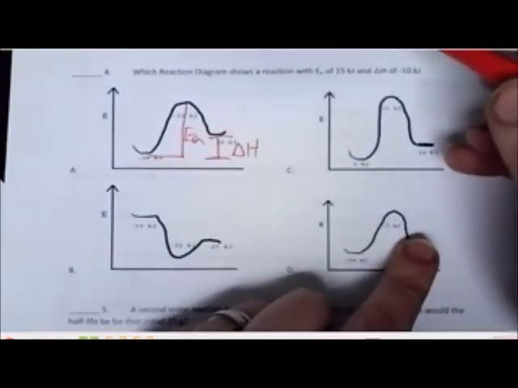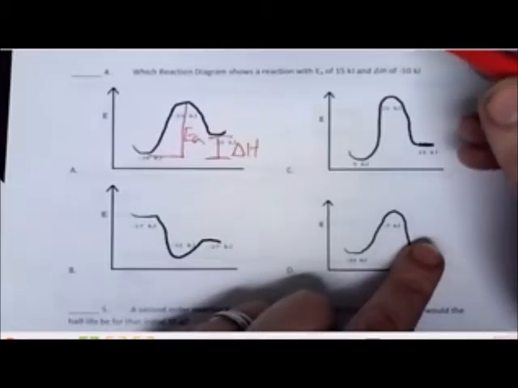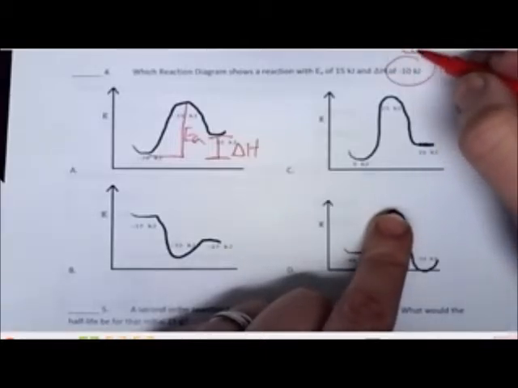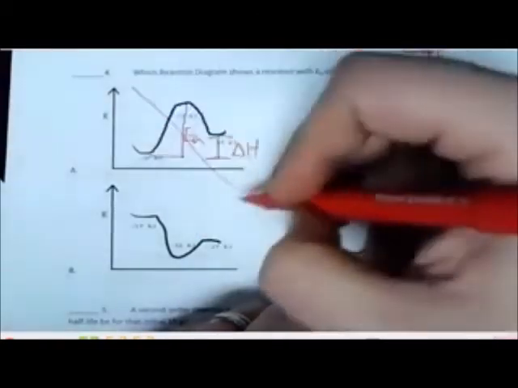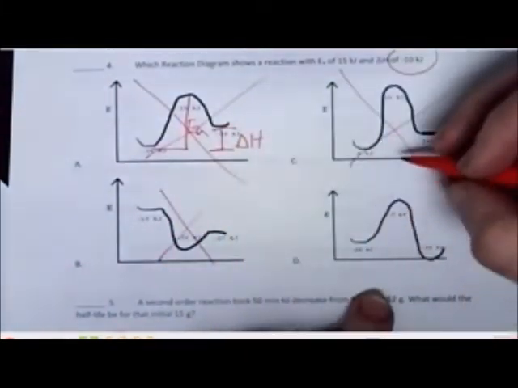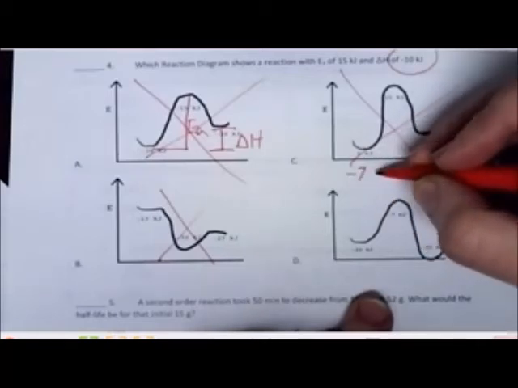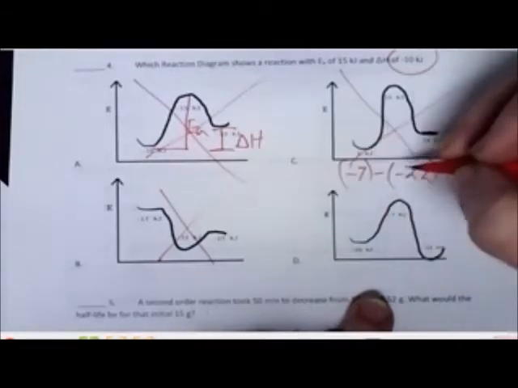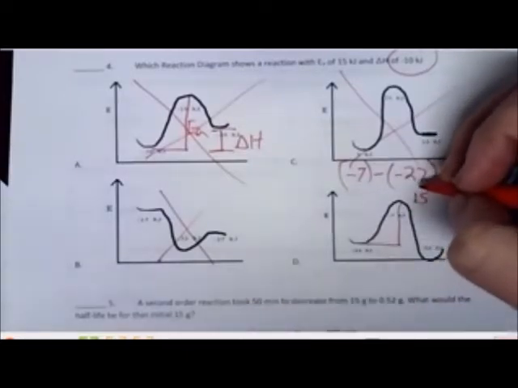So I need an activation energy of positive 15 and an enthalpy of negative 10. Negative 10 means exothermic, meaning it's lower than the starting point. Because of that, these are definitely out because those start higher. That's definitely out because it's actually inverted. So -7 minus -22, the difference between those two numbers is positive 15. So this 15 activation energy, perfect.